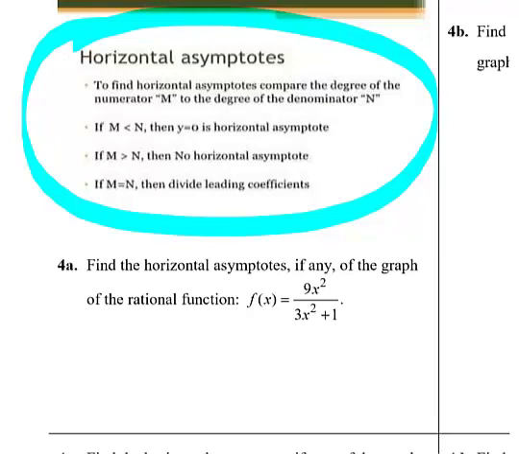So it says, to find the horizontal asymptotes, compare the degree of the numerator, we'll call it m, to the degree of the denominator, we'll call it n.